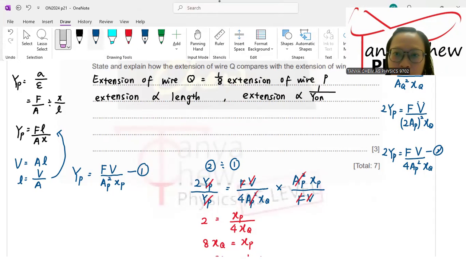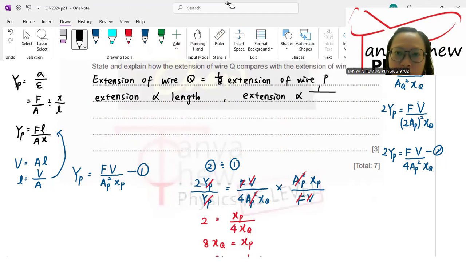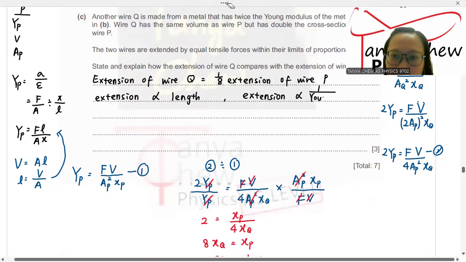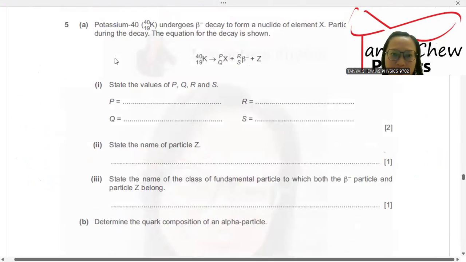Or you want to show all the calculation here, you feel free to do so. Young modulus. And actually, if you do it, right, the length of Q is equal to half the length of P. Length of Q is equal to half length of P. Yeah, show from the equation. And we are done with that.